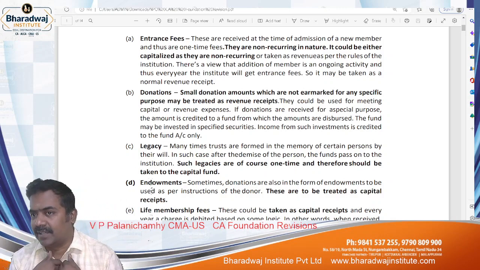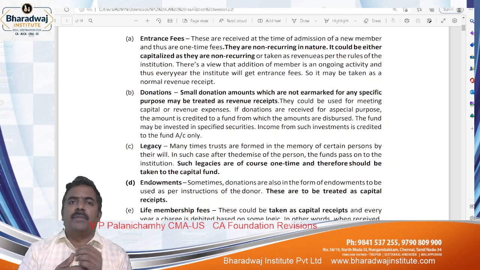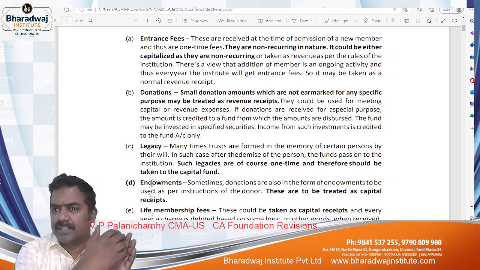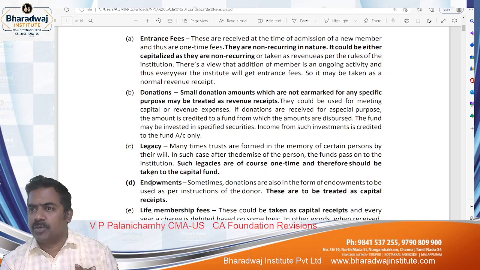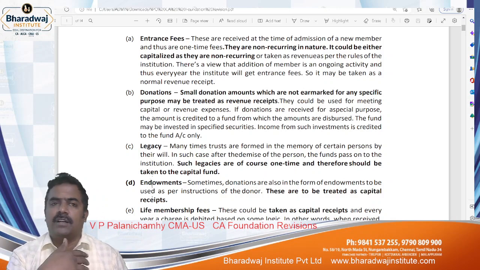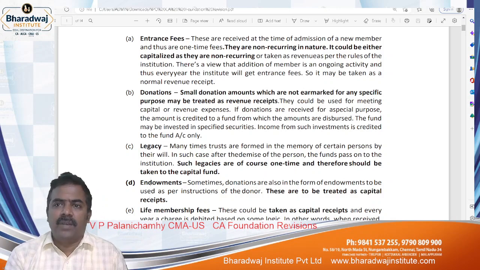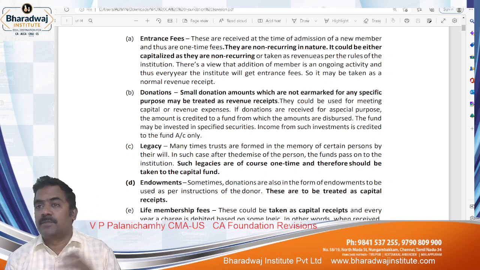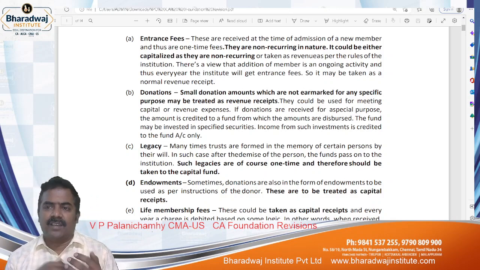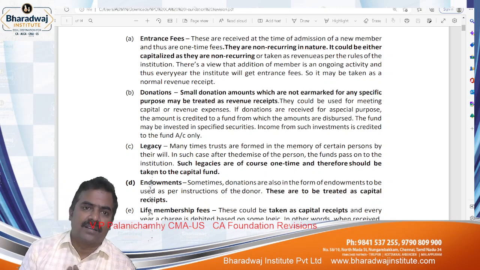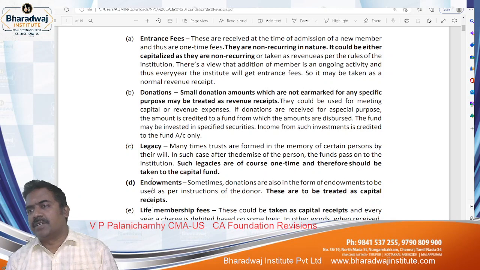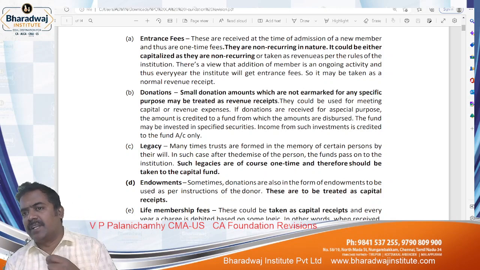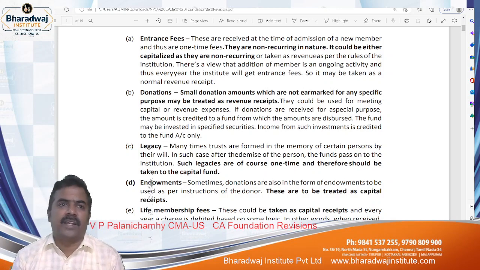For example, for a charitable trust, you are contributing money, donations. That is the income for the trust. If you are contributing money for a building, for example, an old age home, or a building for a sports club, or a sports court, or purchasing some sports equipment. So all those things are recurring items or non-recurring items? Simple. General donations you take as income. Specific donation for building, for other things, you take it as what? Capital receipt.